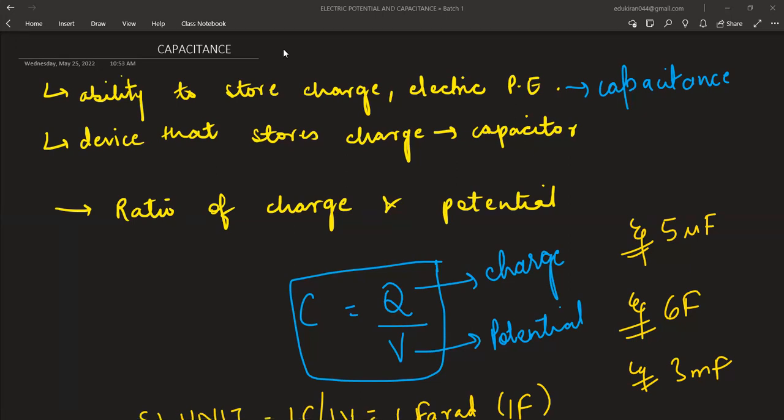Okay. So capacitance we had started in the last class, and we have to continue from this only. I have told you that capacitance is the ability to store charges, and the device which does that, we call it a capacitor. So parallel plate capacitor, let's come to that. C is equal to Q by V is important from here.